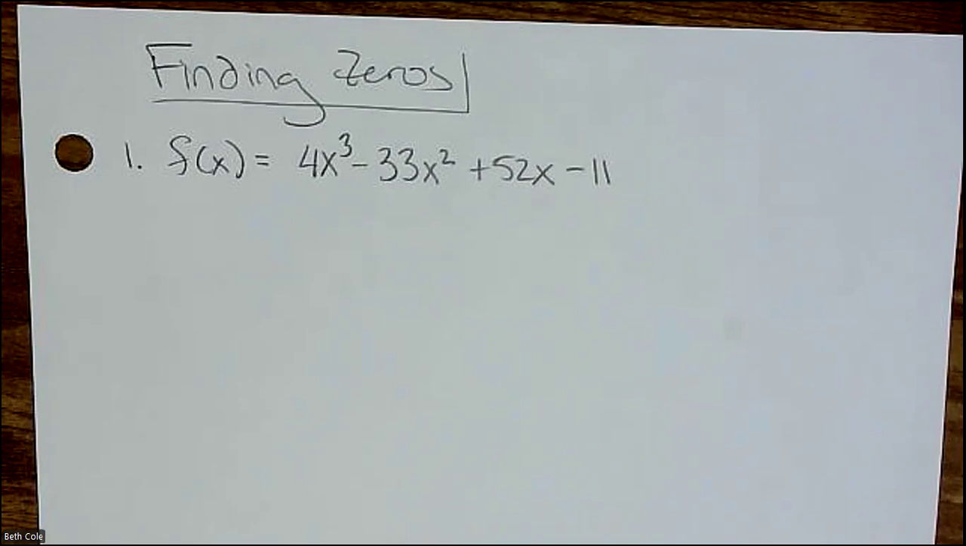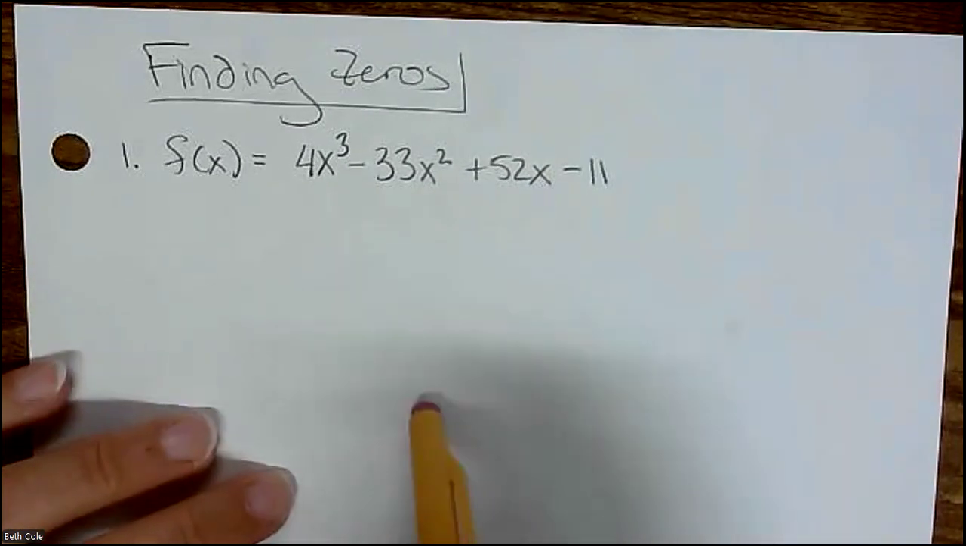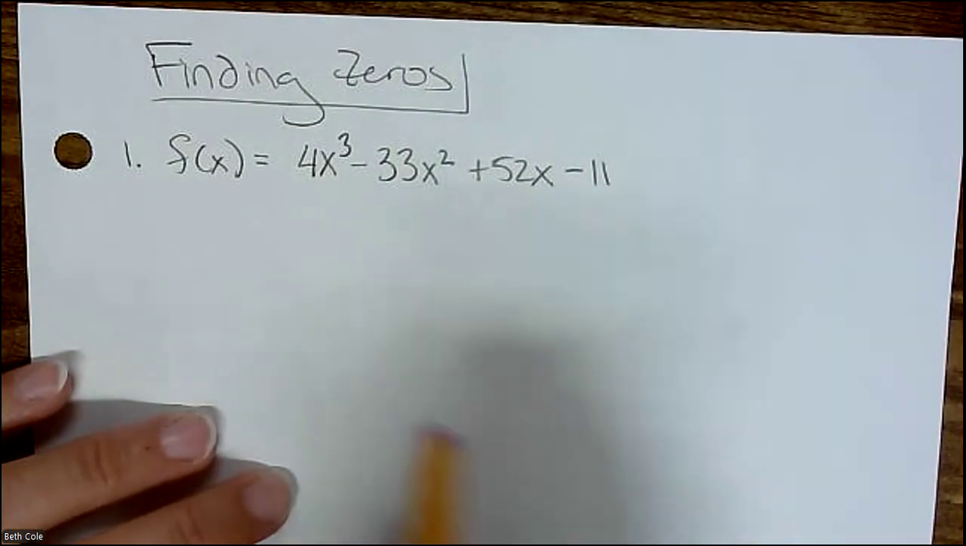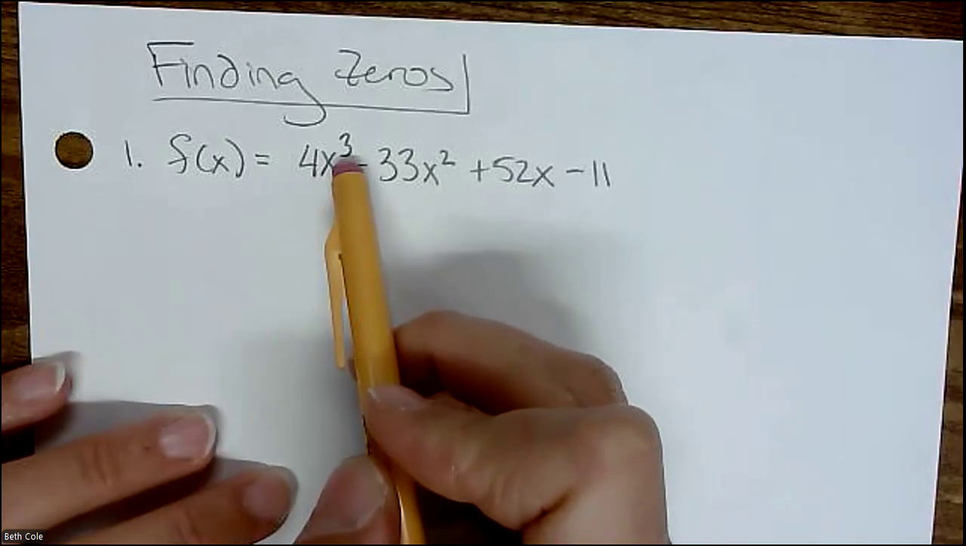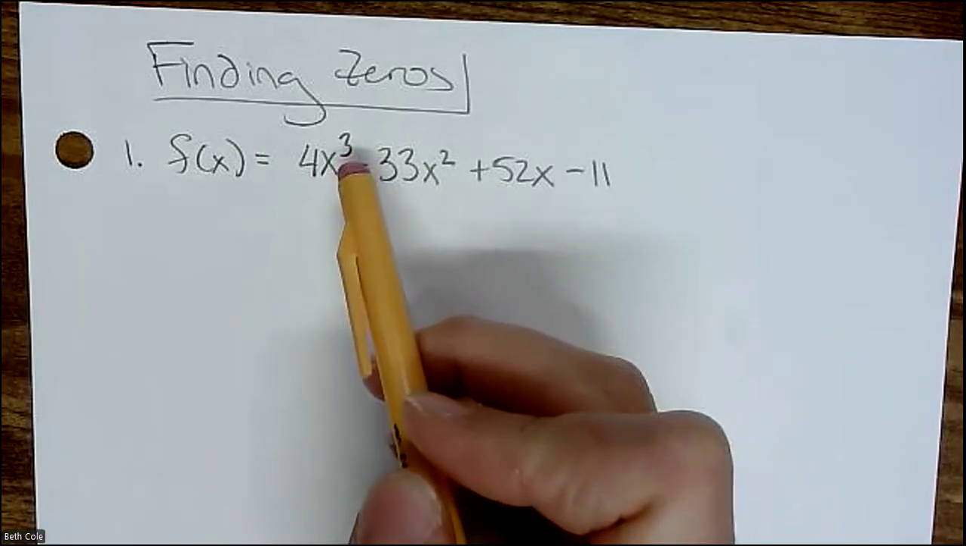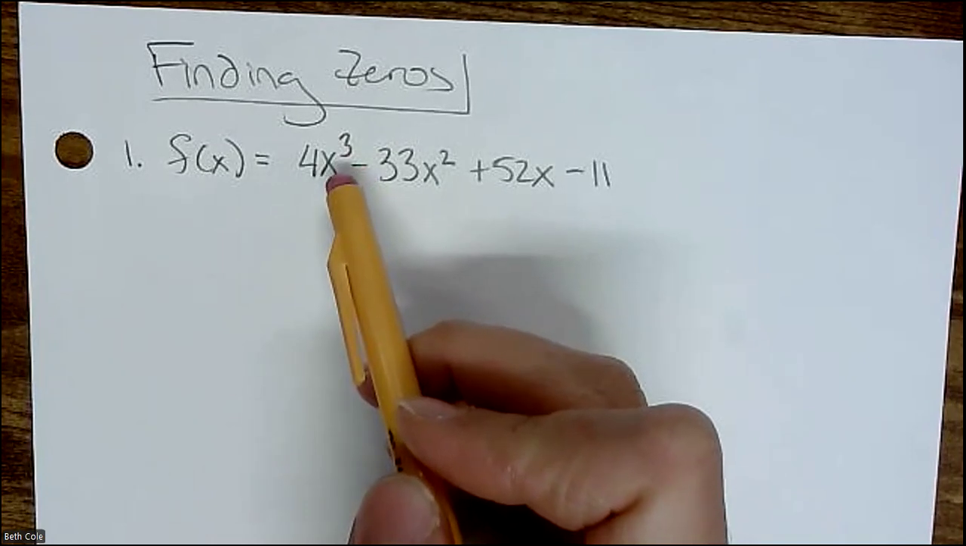All right, so the first thing we're going to do is decide how many answers there are going to be. So how many answers should we get for this thing? Why 3? Because that's true. It is your greatest power. It's the degree. It's who's in charge here. You should get 3 answers. Not 2, not 4.